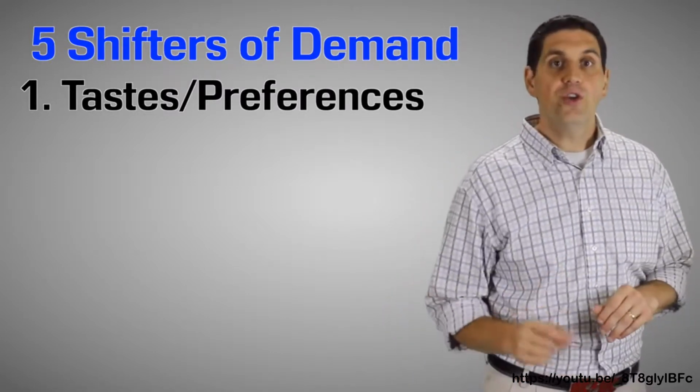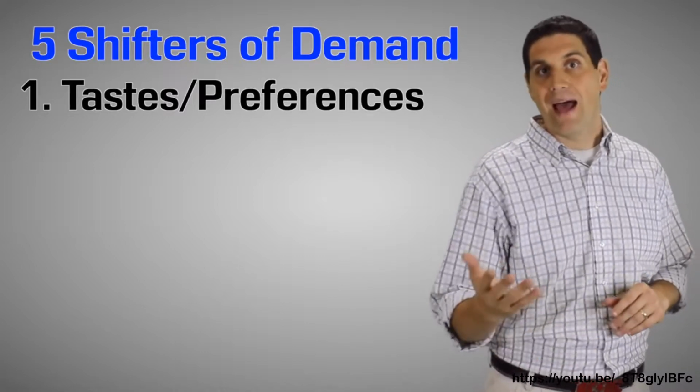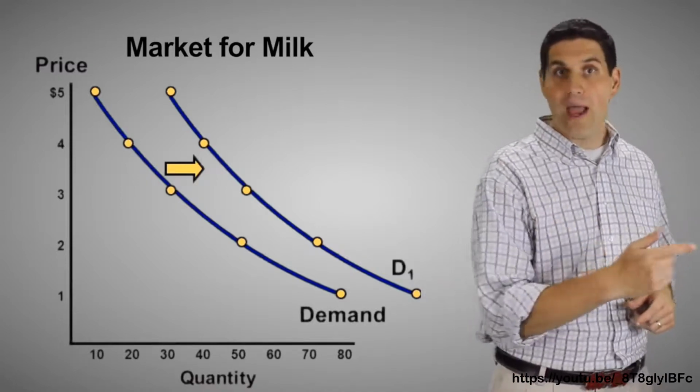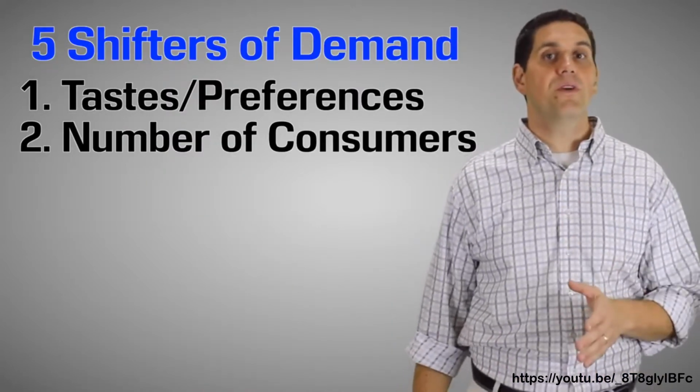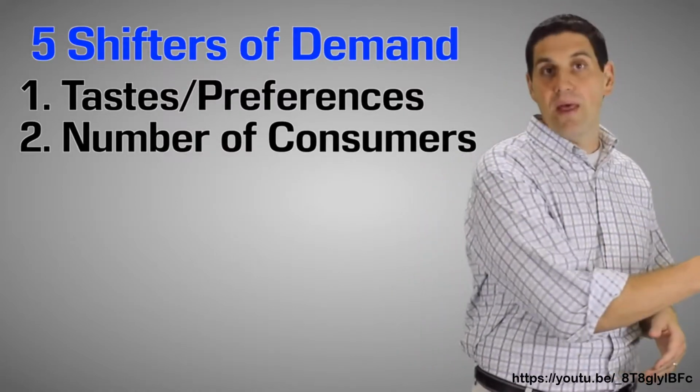For example, what if a new study comes out that says that kids who have milk in the morning before they go to school do better at school and they're smarter? Well, that would increase the demand. The demand curve would shift to the right. Another shifter would be the number of consumers. If all of a sudden new customers come into town, that's going to increase the demand for milk.